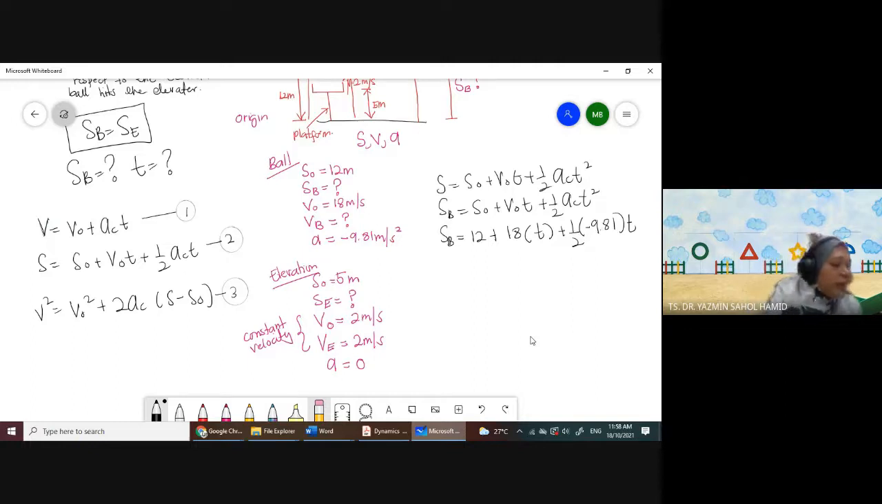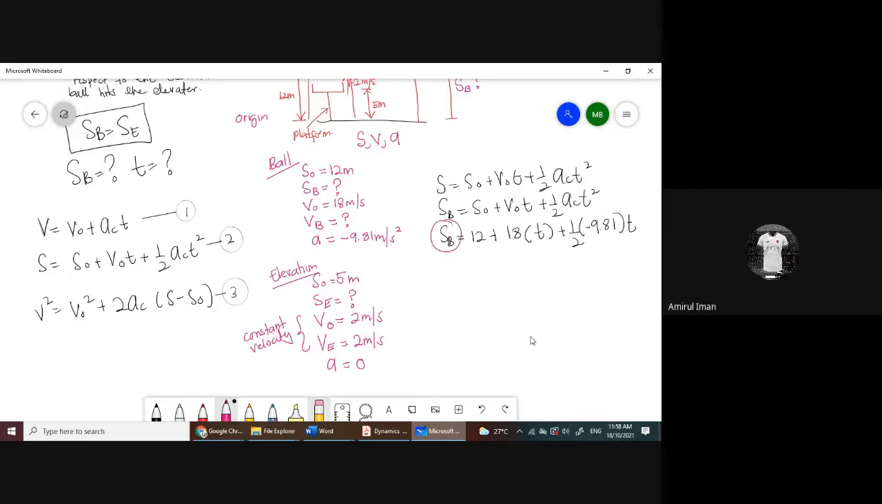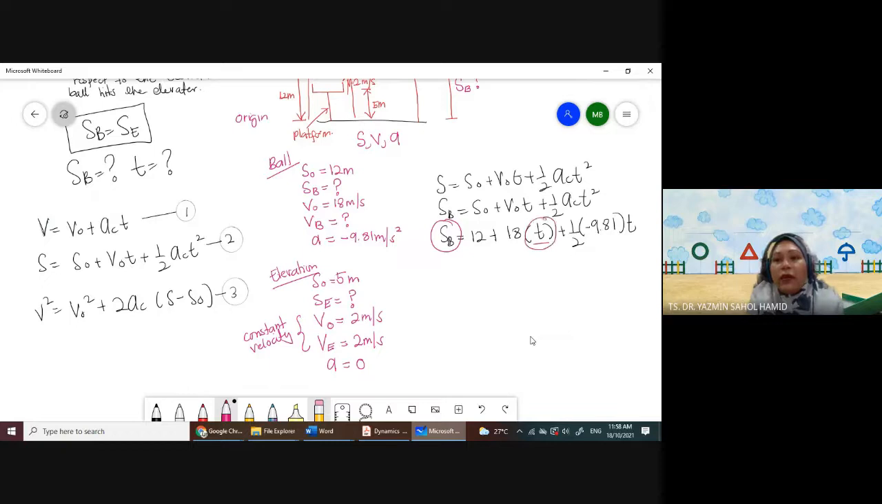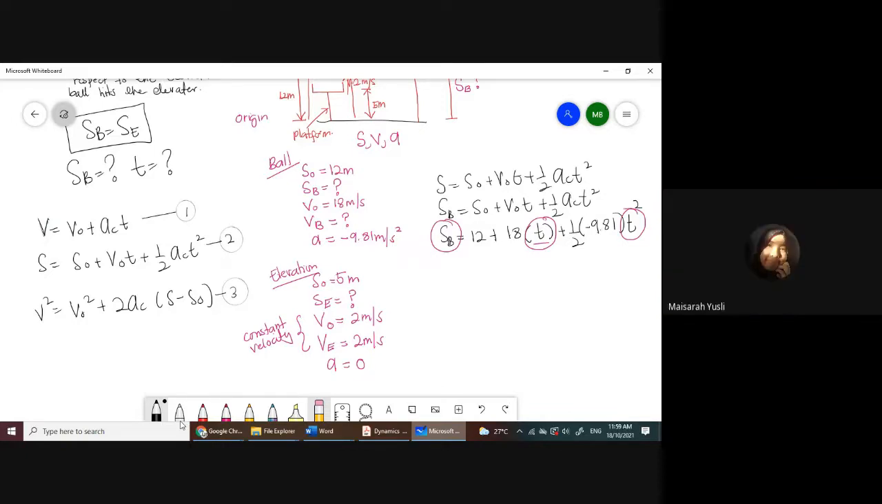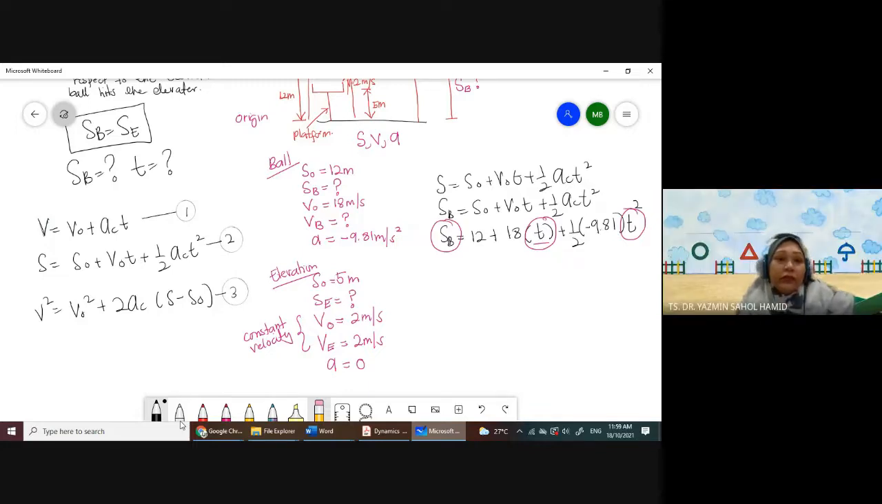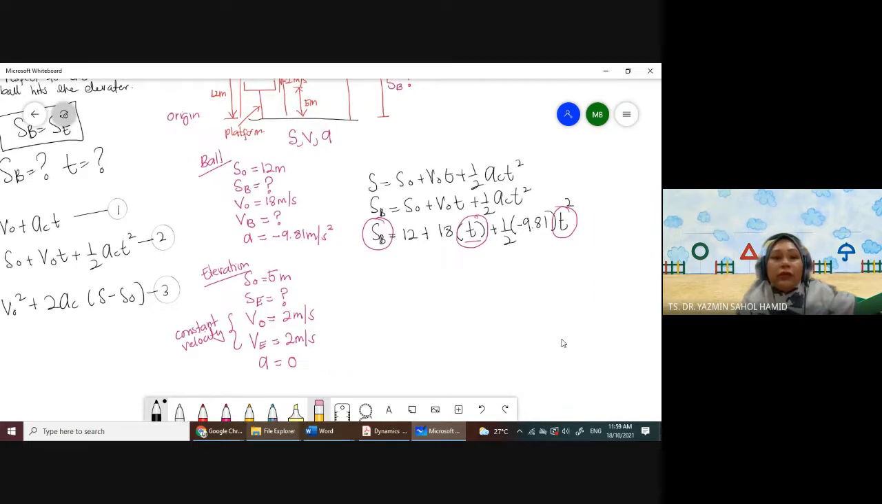Now, what can you see here? How many unknowns do you have? 2. So how? You'll be left with 2 unknowns, right? So use the third equation. You want to try the third equation? Okay, let's try the third equation then.